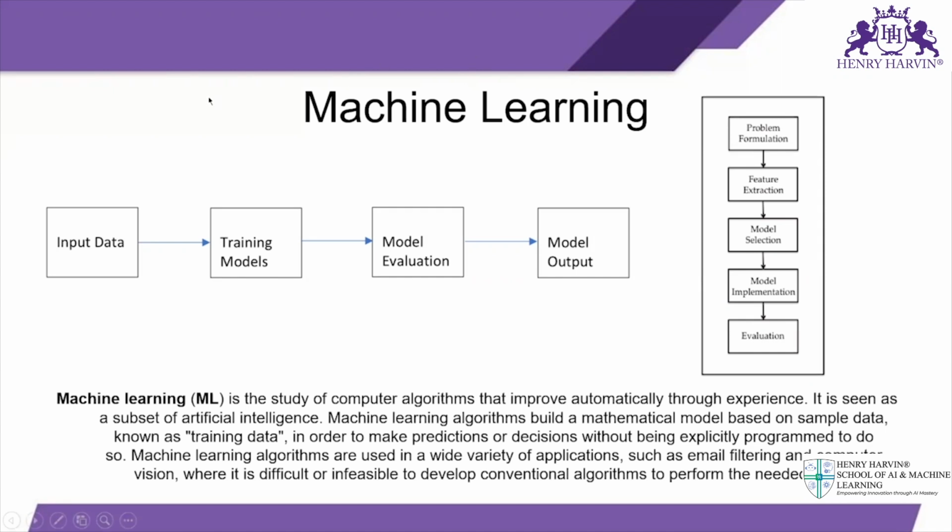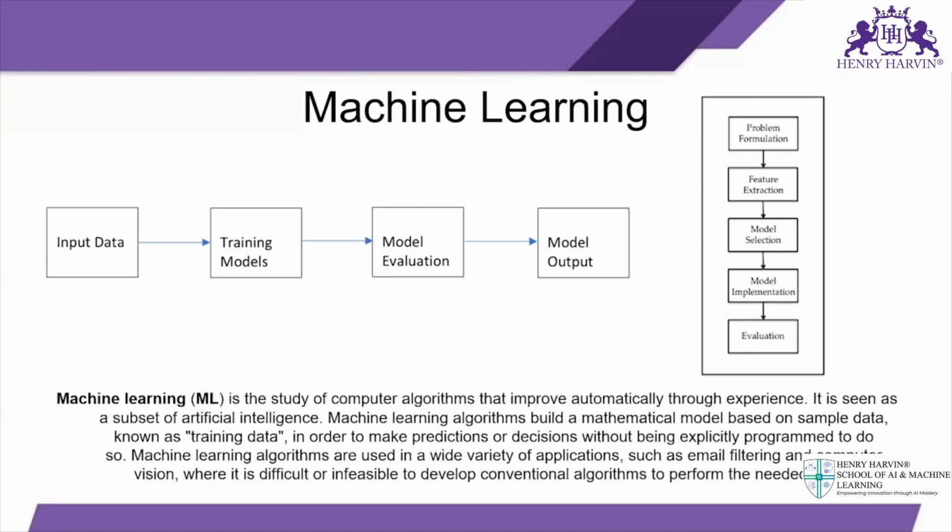First, when you see the left block diagram, when you get the input data, then you have to train the models. For training the models, see the right chart. You first have to do the problem formulation, then feature extraction, then model selection, like what kind of model or algorithm you want to use in your machine learning. Then you have to do model implementation, implement that model, then evaluate that model, and after that come to the left chart where you see the model evaluation.